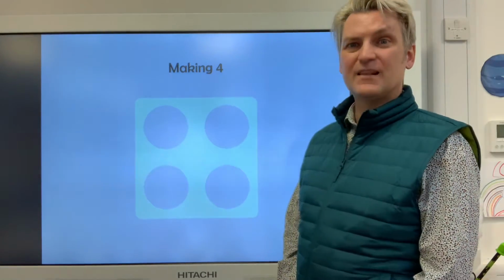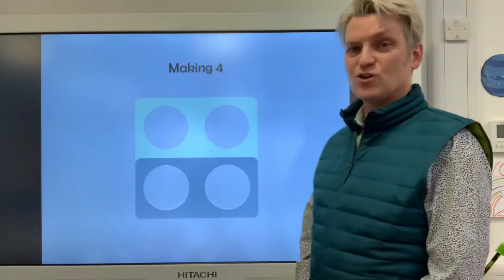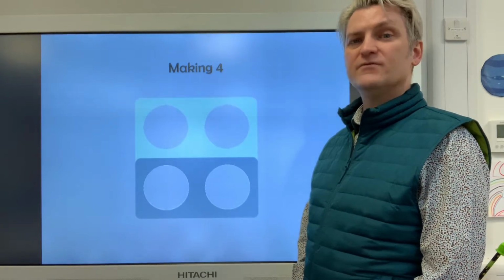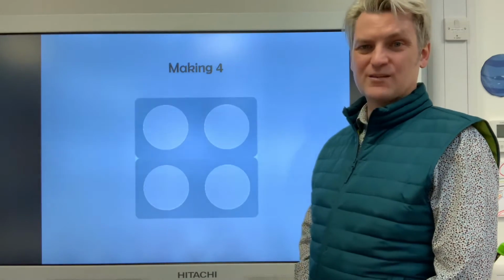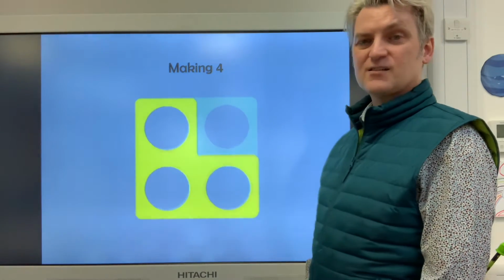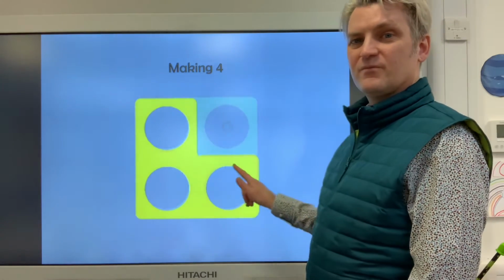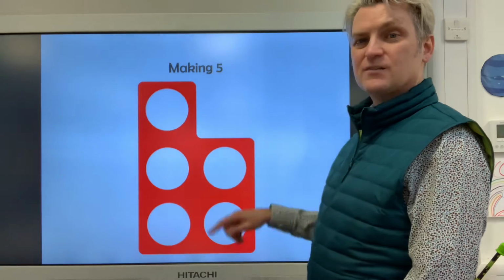Here we are. Let's have a go at making the number 4. If I start with a 2, what else do I need to make it 4? 2 and 2. That makes 4. Well done. I can also do it like this with a 3 and what? 3 and 1. 3 and 1, that makes 4.